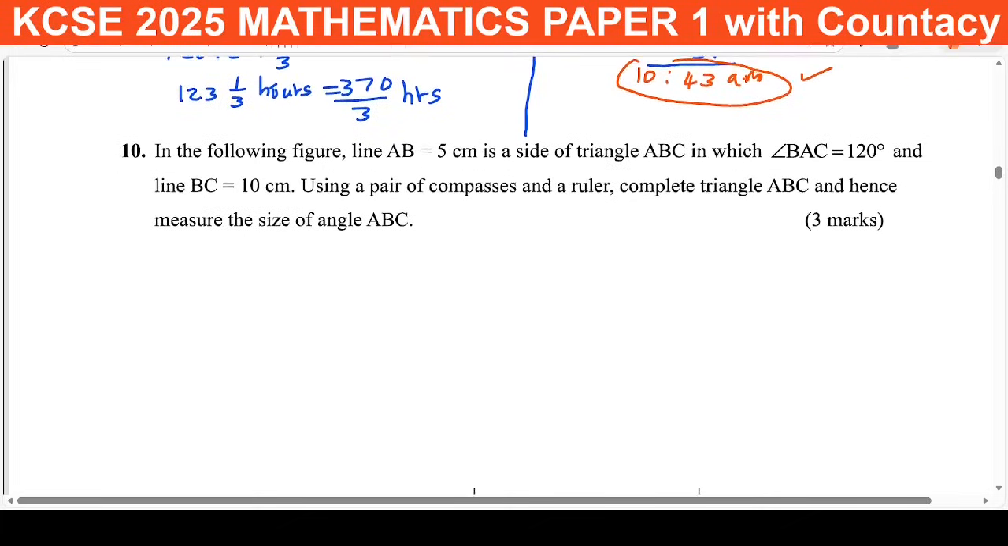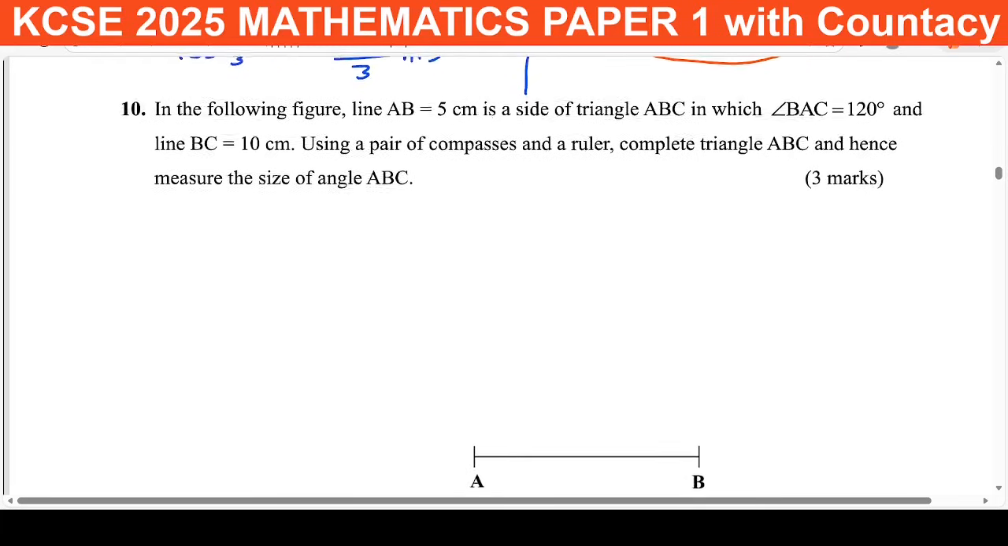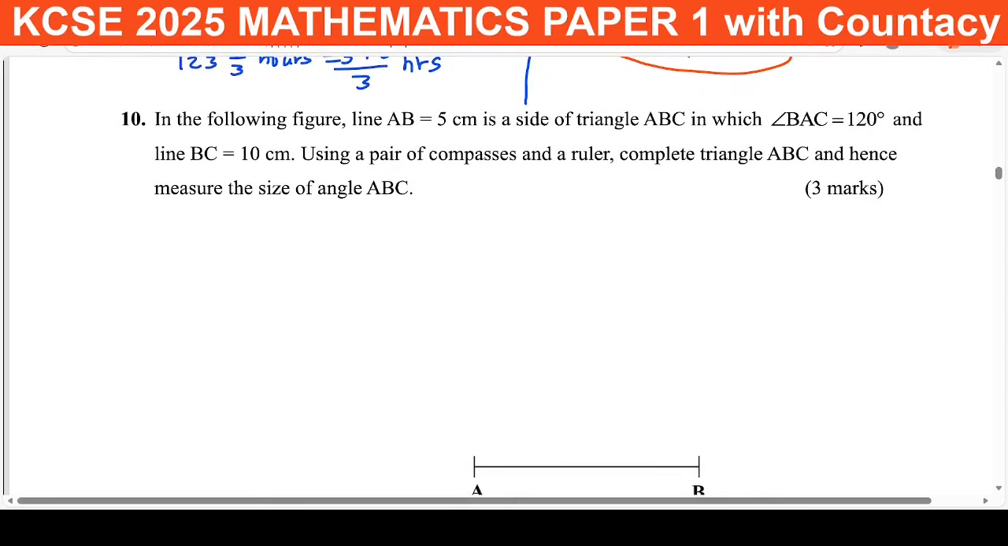Let's open up the question that follows, and that is question 10. We are told that in the figure below, line AB is equal to 5 centimeters and is a side of a triangle ABC in which angle BAC is equal to 120 degrees and line BC is equal to 10 centimeters. Then we are told, use a pair of compasses and a ruler. This is very important. Use a pair of compasses and a ruler. Complete triangle ABC and hence measure the size of angle ABC.